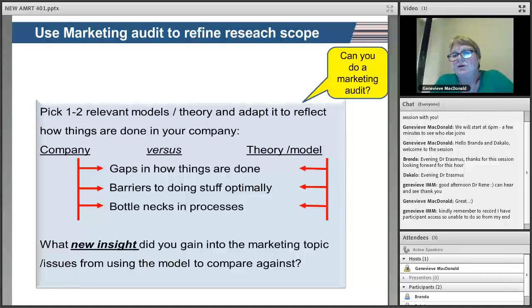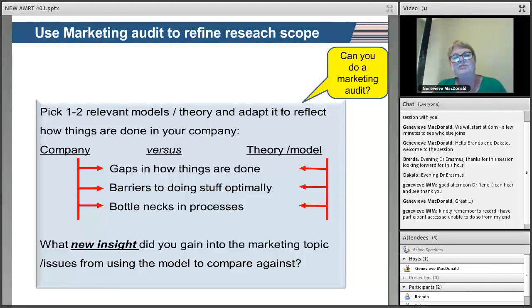Okay, so now you have gathered the information from your own company through this audit. For this audit, you've talked to your manager, you've talked to your mentor and to people on the ground. So you have the information on the company side, and now you pick an applicable model and you compare. Are there gaps? If there are no gaps, it's not a problem. And you don't use all the components of a model if it's not relevant. You only use the relevant components. Barriers to doing stuff optimally, bottlenecks in the process, etc.